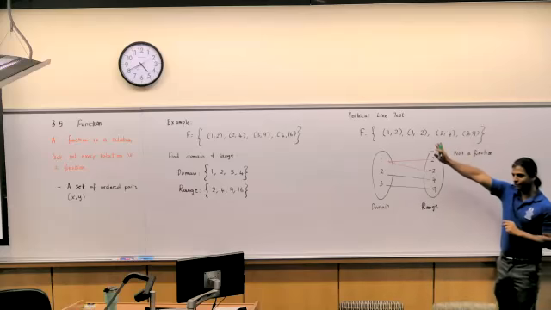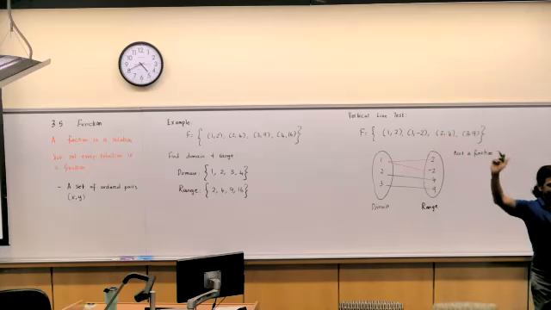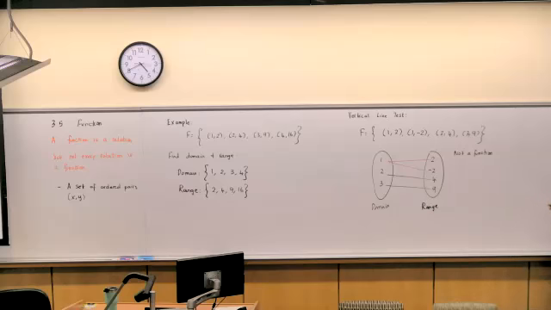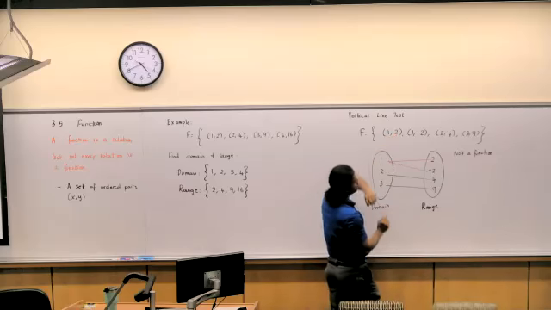Have we heard of a vertical line test before? Does anything come to mind? Yes. So why isn't it a function again? One x value has two y values.